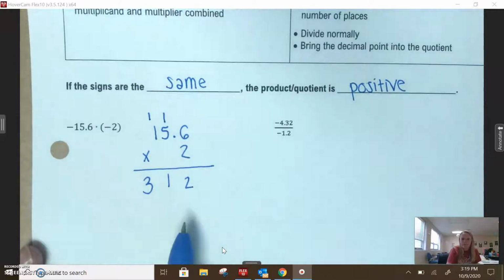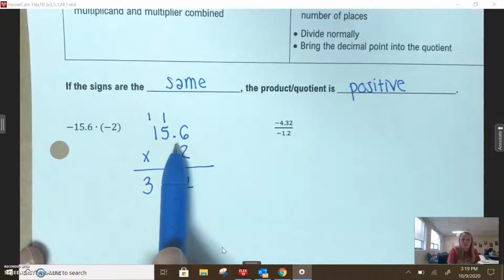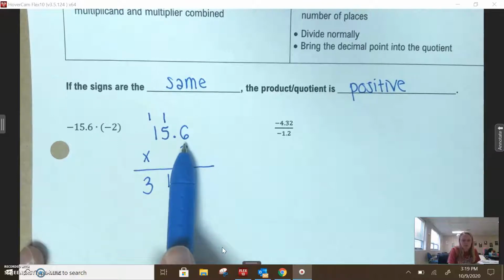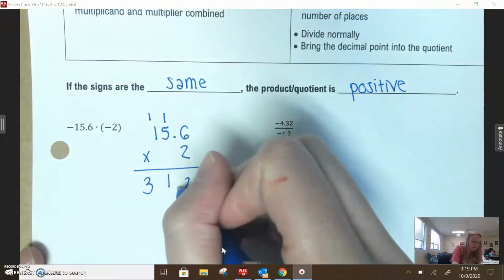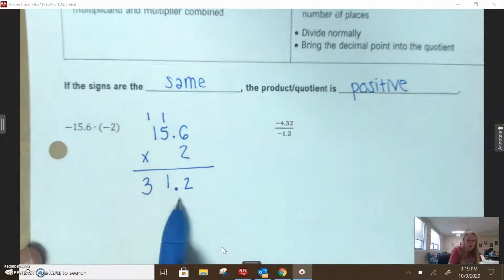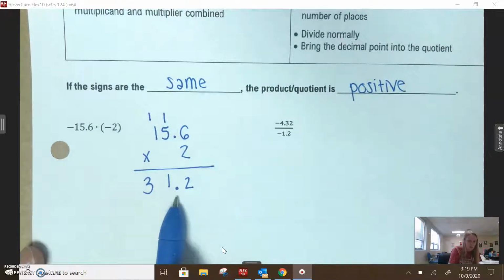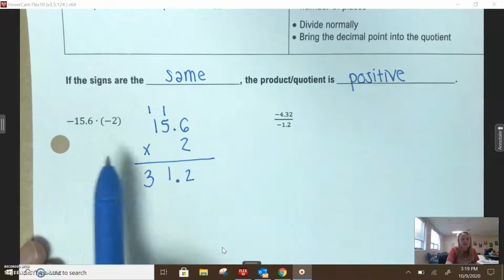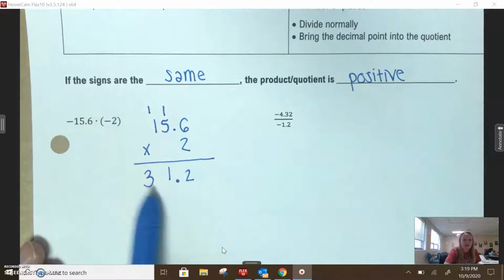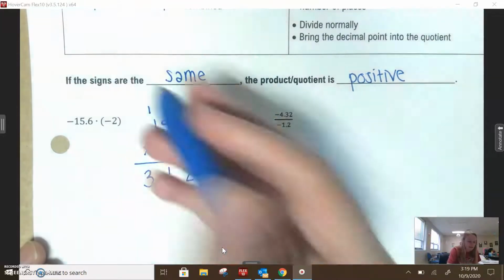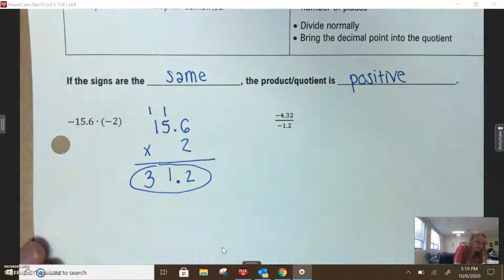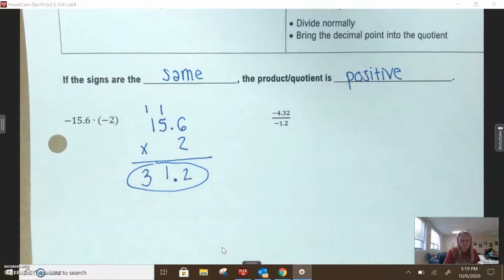Okay, now my final answer is not going to be 312. First, let's look at our decimal. We had one place behind the decimal here. One place behind here means one place behind down here. That's why we're going to put our decimal right here between the 1 and the 2. So 1 decimal place. The last thing we have to look at is if it's going to be positive or negative. So if I have two negatives, I'm going to have a positive answer. So 31.2 will be my final answer here.